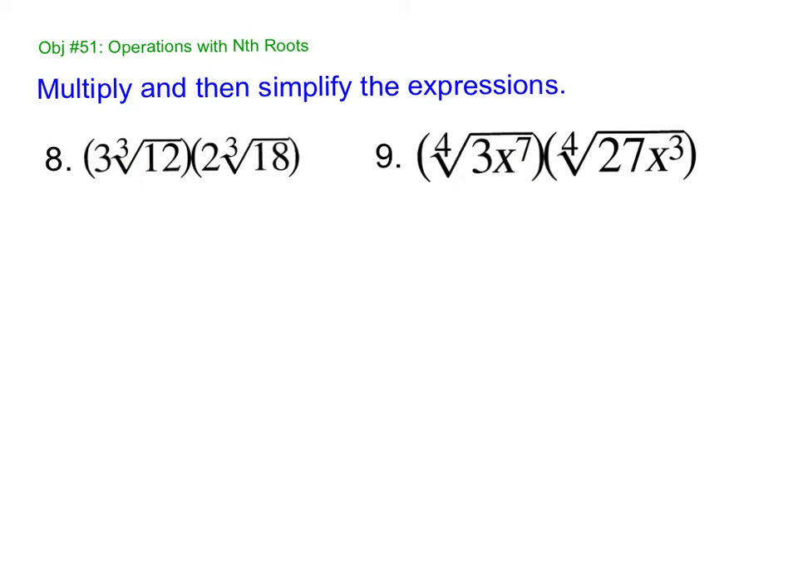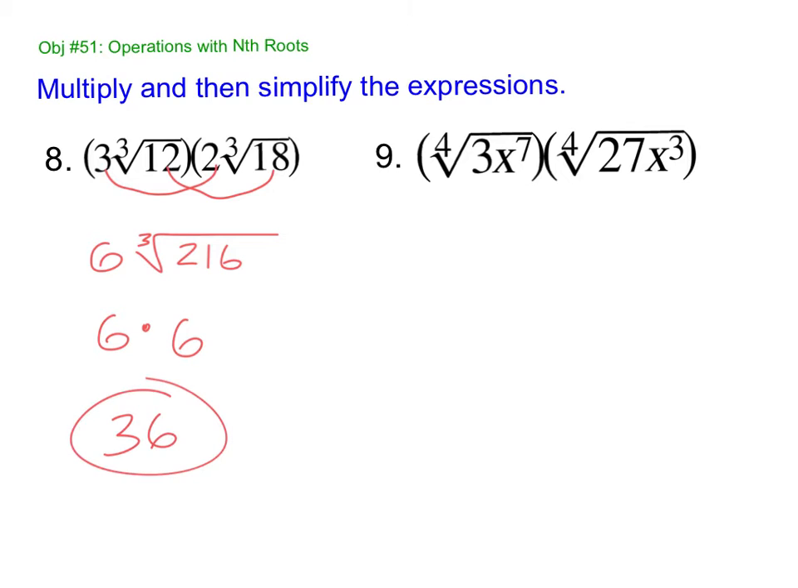All right, next one. We are multiplying. So no pluses anywhere, so we're just multiplying our outsides, multiplying our insides. This is 6, 2 times 3. And then the cubed root, 12 times 18 is 216. Can we simplify the cubed root of 216? Yeah, the cubed root of 216 is just 6. So this is just 36.